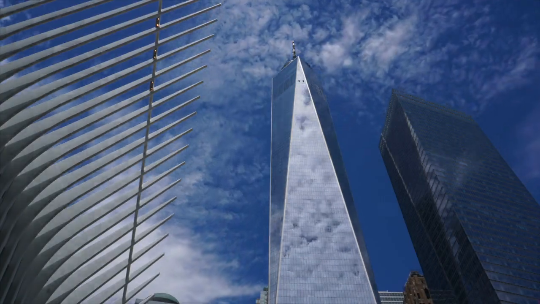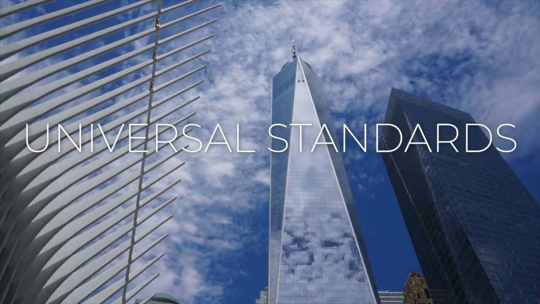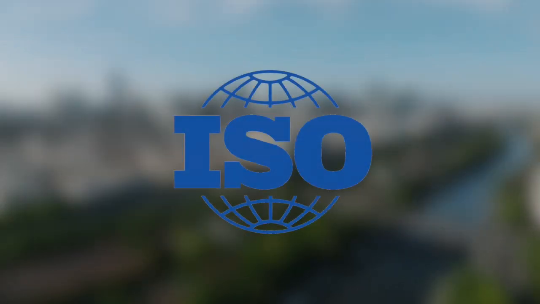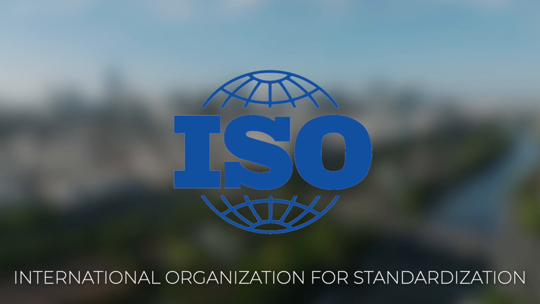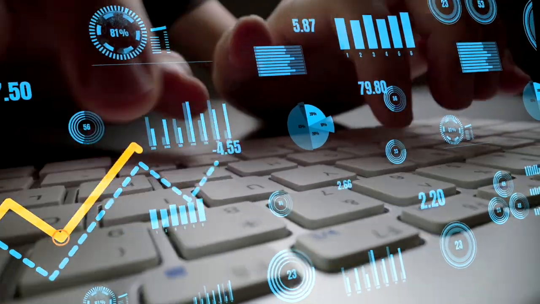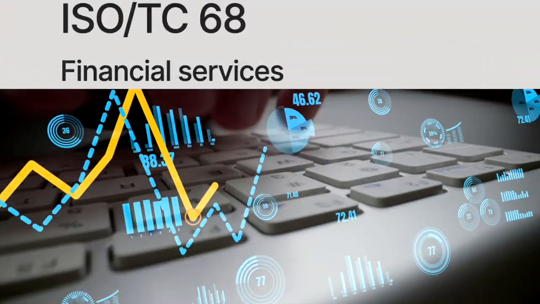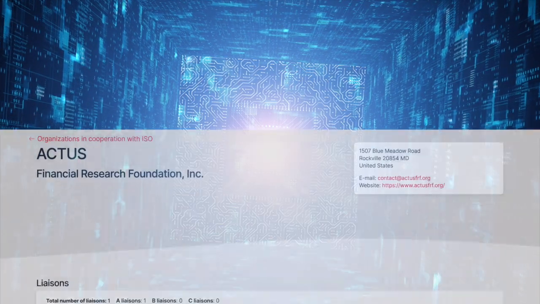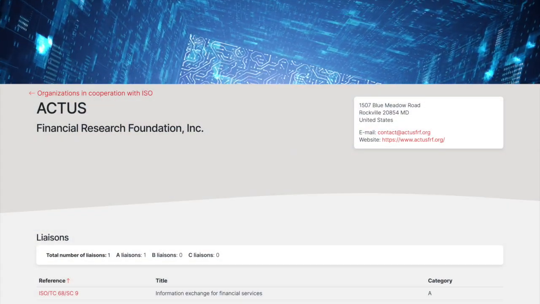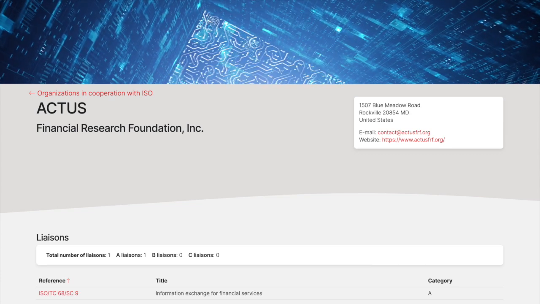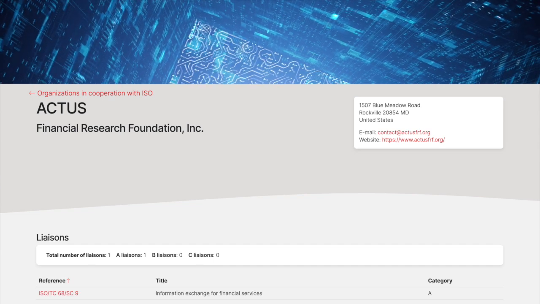But how established is ACTUS exactly? Well, when we look at universal standards for any industry, who's the first name that usually pops up? The answer should be ISO. After all, this is the International Organization for Standardization. And as we discussed, they're already working on two specific financial standards in ISO TC68 and ISO 20022. When you look on the ISO website, you can actually see ACTUS is directly listed as a member when we check out the organizations that are working in cooperation with ISO. In fact, they have a Category A liaison with ISO standard TC68.